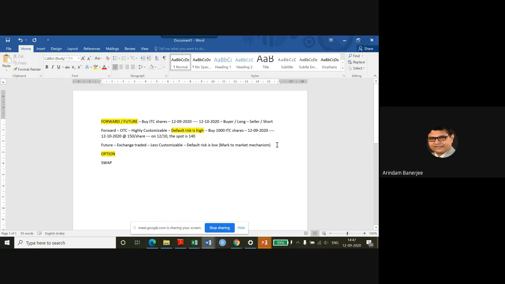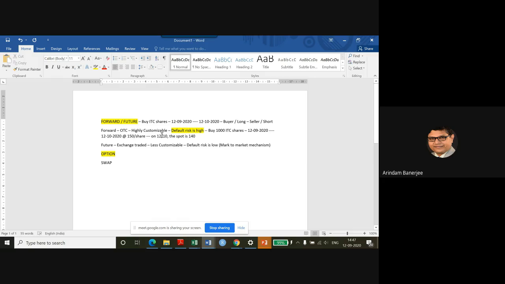So the profit and loss on whatever side, for the buyer or the seller, is being settled every day on a day-to-day basis. In forward, the settlement happens on the expiry date. So they entered into the contract on 12th September, but the expiry date is 12th October. So payment of the price by the buyer, delivery by the seller, everything is going to happen here on the last date, on the expiry date.